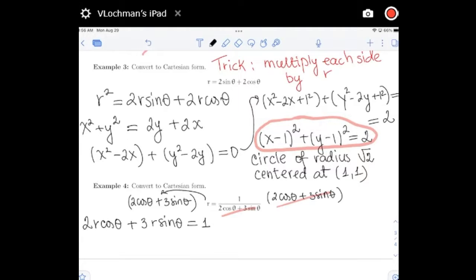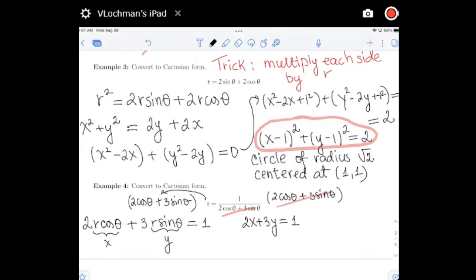But now you say, wait a minute, that's just x and y, right? r cosine theta, that's x, r sine theta, that's y. So I have an equation in terms of x and y, 2x plus 3y is equal to 1. That's your standard form of a linear equation. You can keep it like this, this is completely fine, no problem. If you like to put it in the form y is equal to mx plus b, that's fine as well.